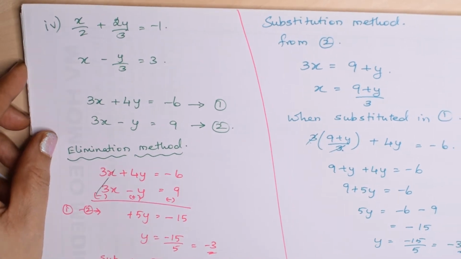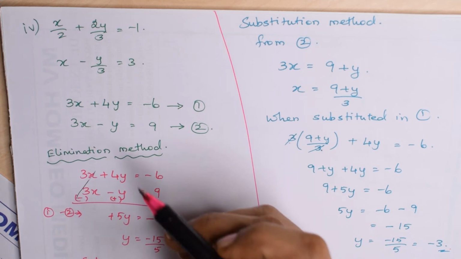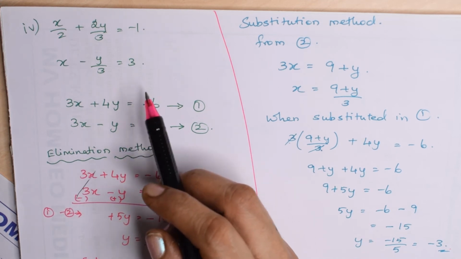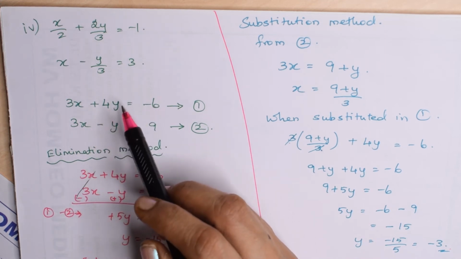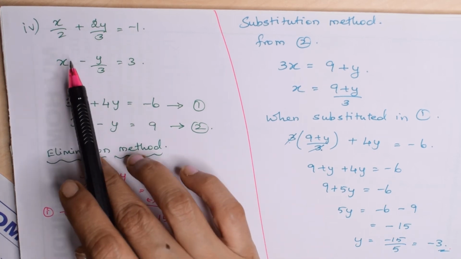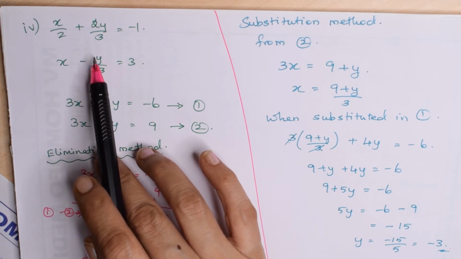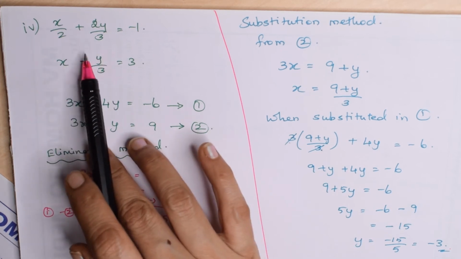It is a fraction in the fourth sum. X by 2 plus 2y by 3 is equal to minus 1. X minus y by 3 is equal to 3. This is the second equation, and we can see that 2 and 3 are both prime numbers. So the LCM will be 6. So I do the LCM here now.